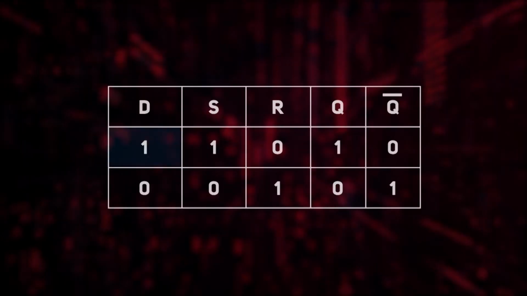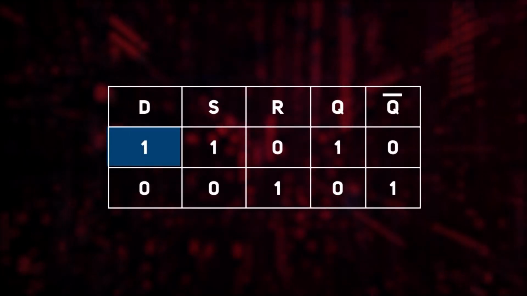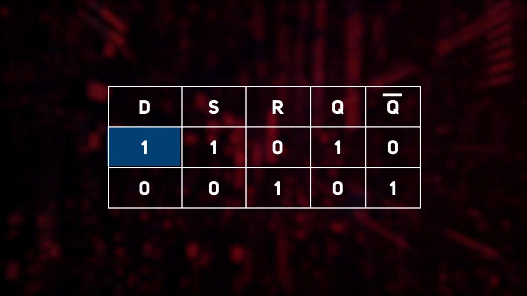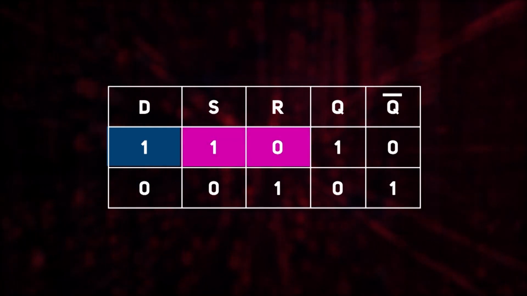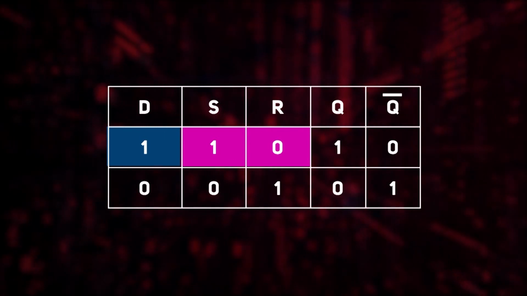So, we use the input D and its complemented value will be fed to the input R and the value of D will be supplied to the input S. Let us set the value of D as 1. What happens to S and R now? S becomes 1 and R becomes 0. What about the SR latch when S equal to 1 and R equal to 0?